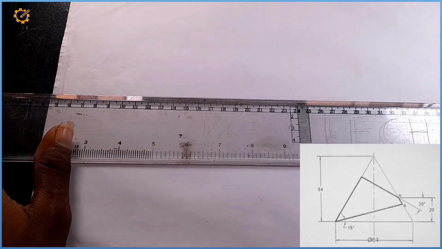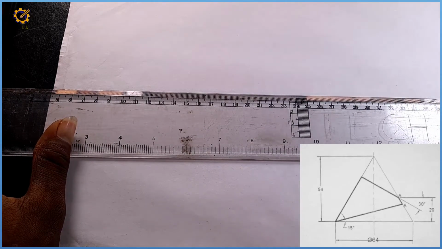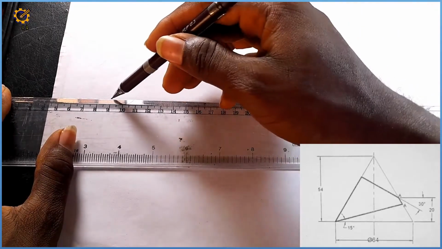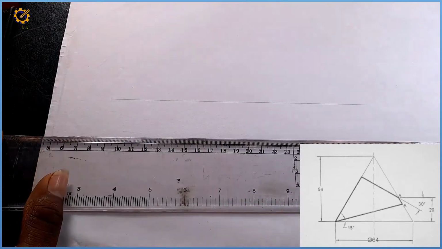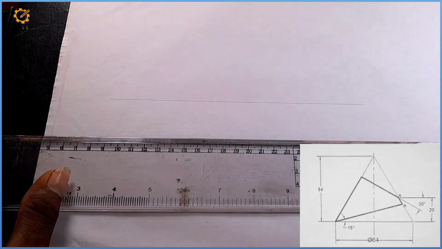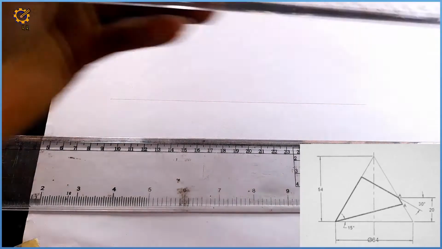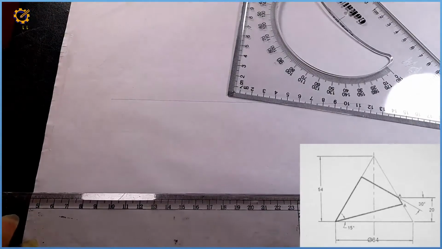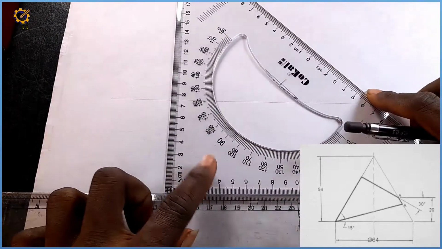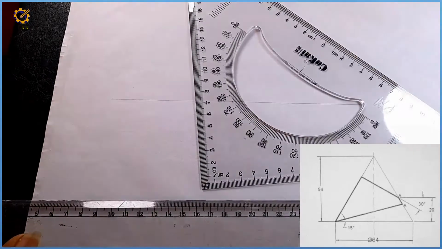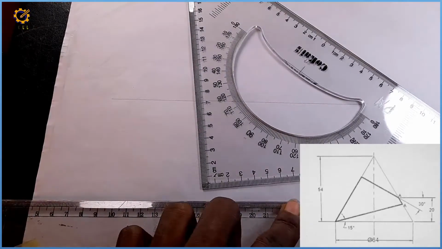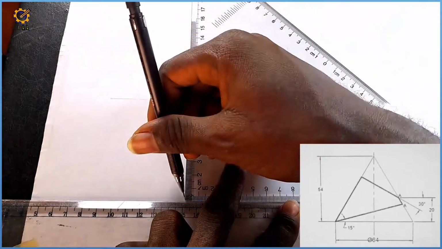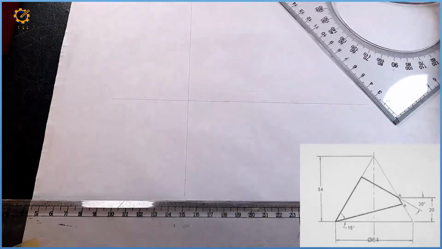So to produce the given view, the very first thing I'm going to do is lay my T-square as displayed on the screen. I'm going to produce a thin horizontal line in this order. Then I'm going to pick my set square and produce a faint vertical line. It is going to run across that horizontal line and be perpendicular to it, in this manner, as you can see on the screen.